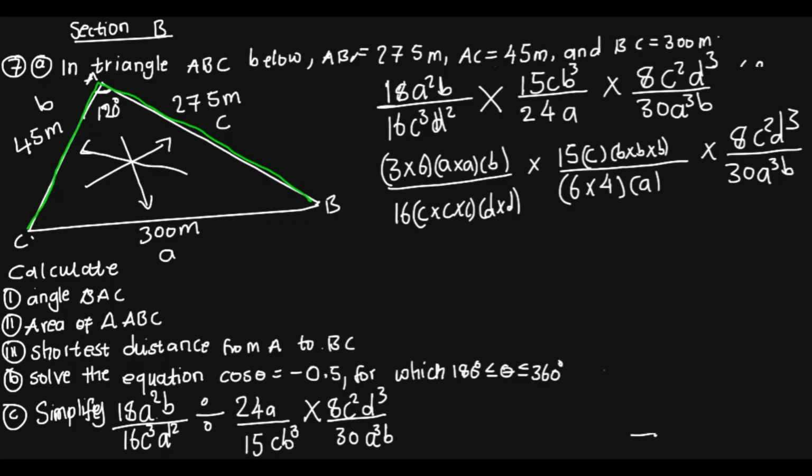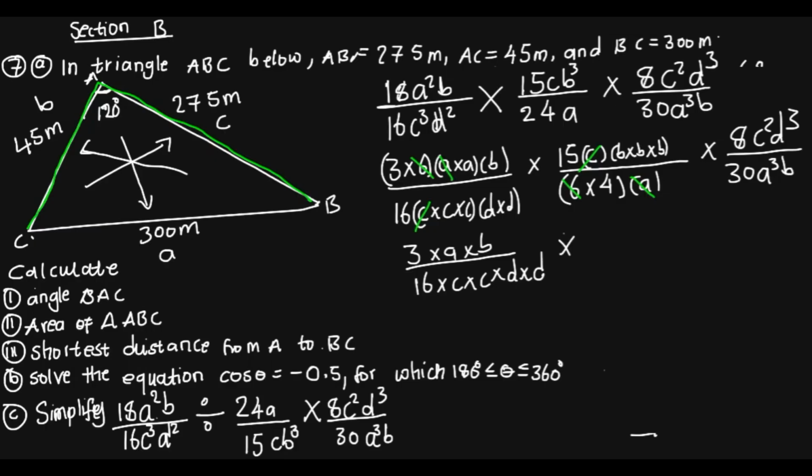Now let's see if we can cancel the first two parts. So I'll cancel this 6 and this 6 here. I'll cancel this a and this a. Then I can cancel the c also here. Okay, so let's see the remaining part. On top we have 3 times a times b over 16 times c times c times d times d.